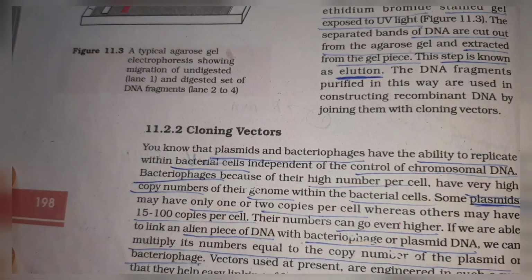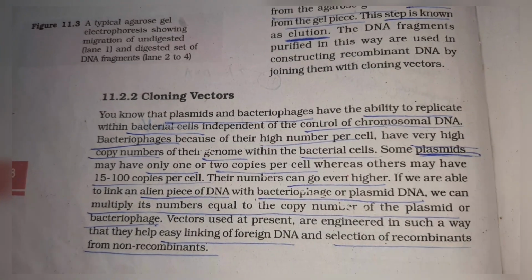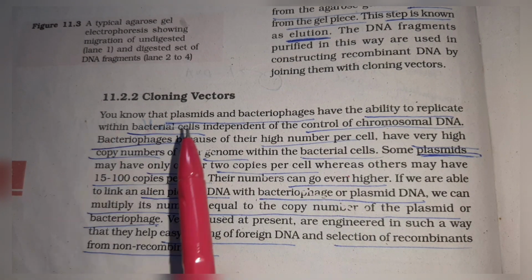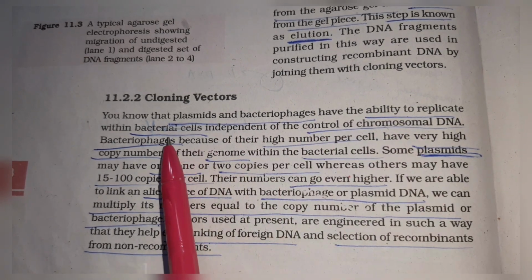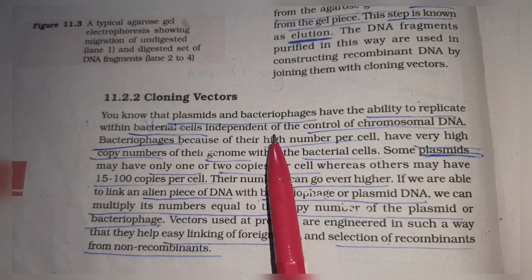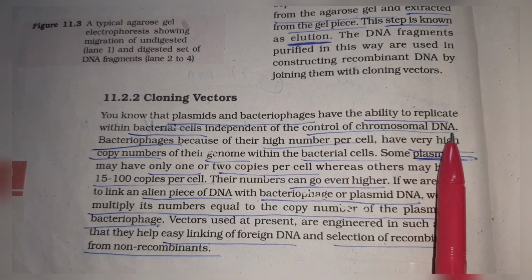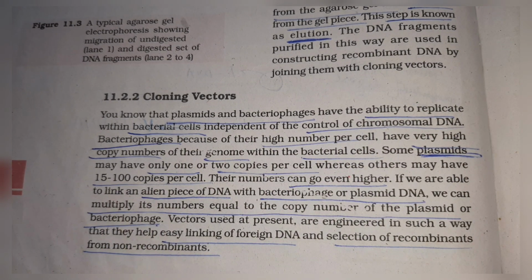Now, what are the properties of a cloning vector? How do we select a cloning vector? You know that plasmids and bacteriophages have the ability to replicate within the bacterial cell independent of the control of chromosomal DNA. Plasmids do not depend on the chromosomal DNA, they can replicate on their own. Bacteriophages are actually viruses which infect bacteria, so they can also reproduce on their own inside a bacterial cell.